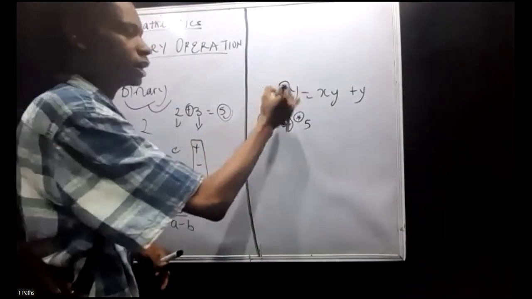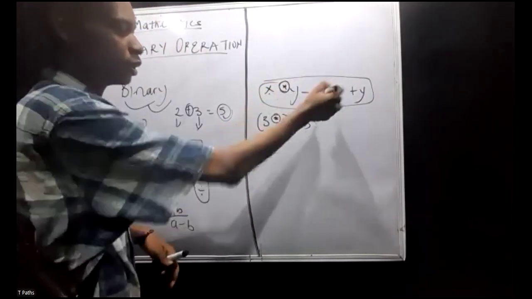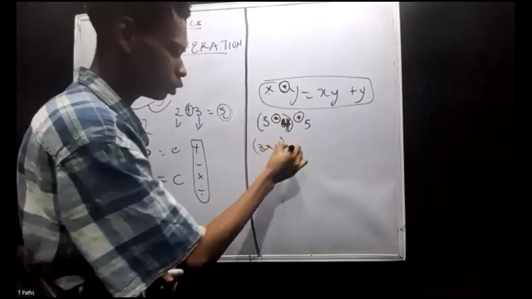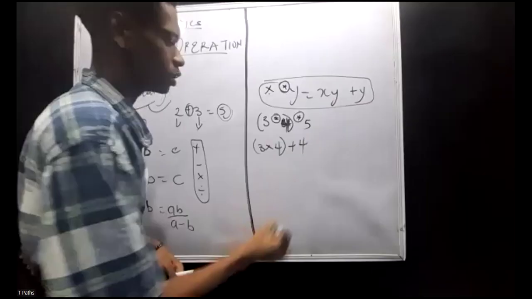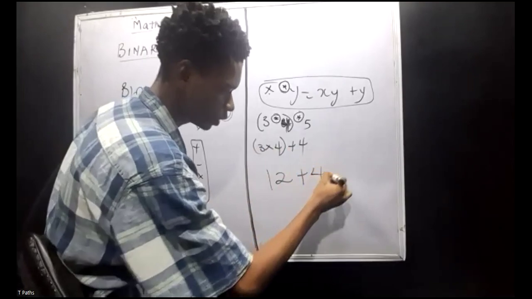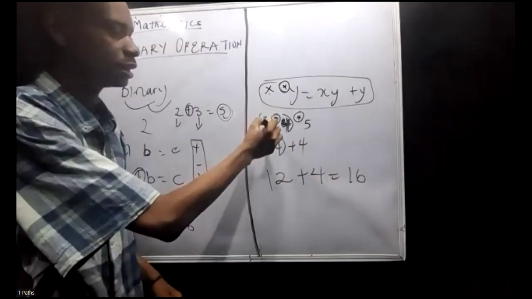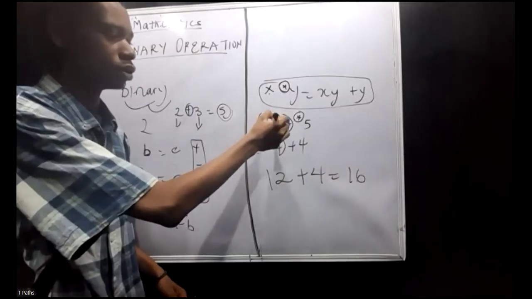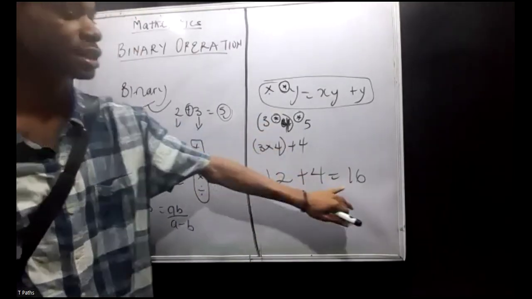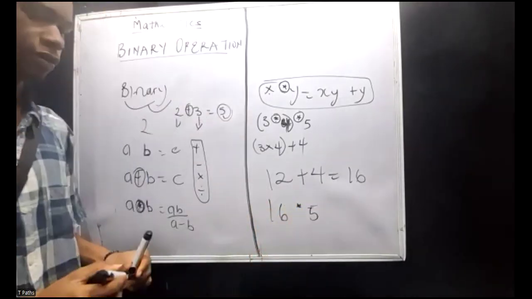According to the binary operation rule, when we have X asterisk Y, we are going to have 3 times 4, which is X times Y, plus the value of Y here, which is 4. If I multiply 3 times 4, this is 12 plus 4 equals 16. So this 3 operation 4 becomes 16. Now I can do 16 operation 5.